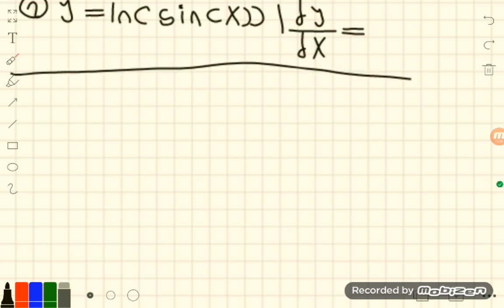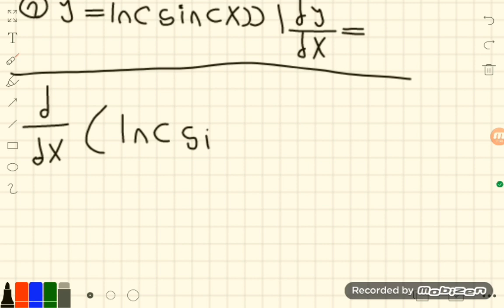So we're going to say over here that d/dx of natural log of sine of x. Hold on, that's the sine, that's the natural log. Guys, you gotta make sure the parentheses, sorry, the brackets.